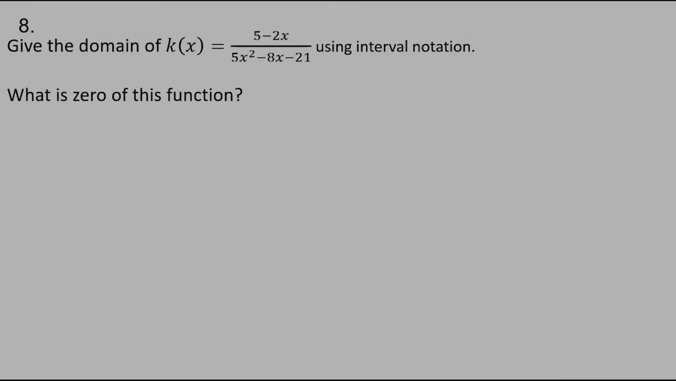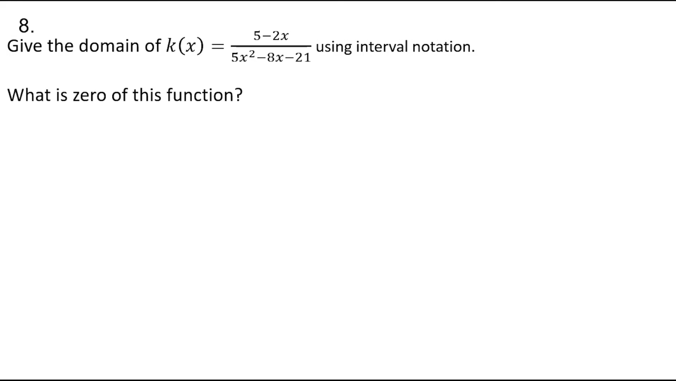All right, in this particular problem, we're asked to find the domain of this function, and we have a rational function, meaning we basically have a polynomial over another polynomial, and we need to use interval notation to write our final answer. And the second part of this is we're asked to give the zero of this function. So let's take a look at the first part and the domain.